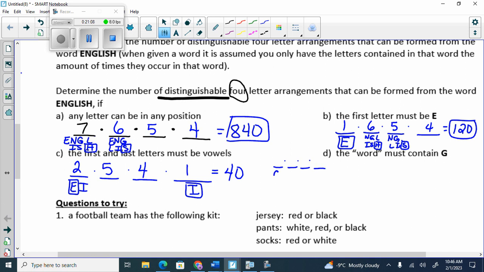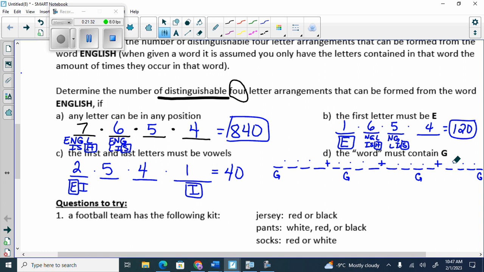G could be the first, or, between plus sign, G could be the second, or G could be the third, or G could be the last. Now remember, when you do cases, you start over with all those Scrabble tiles again. Every case you get your 7 Scrabble tiles back.